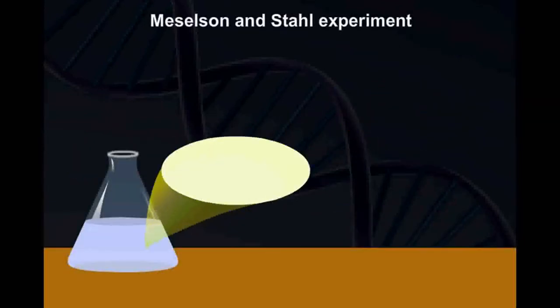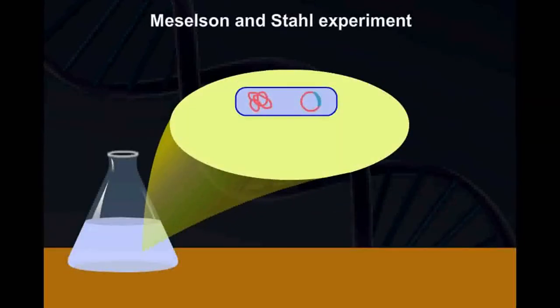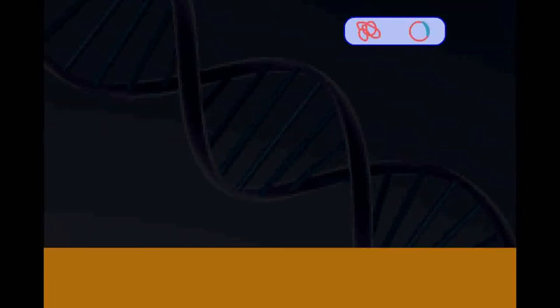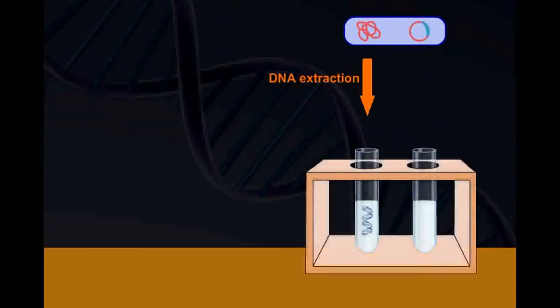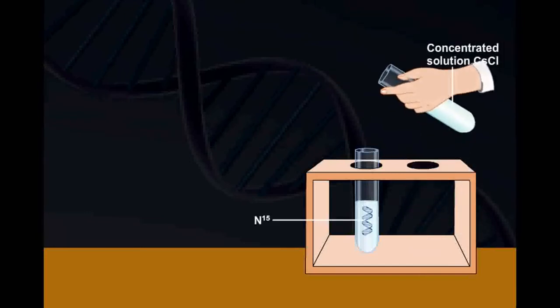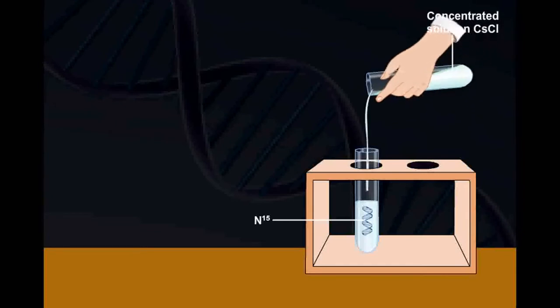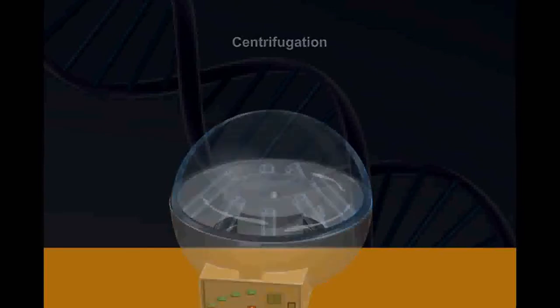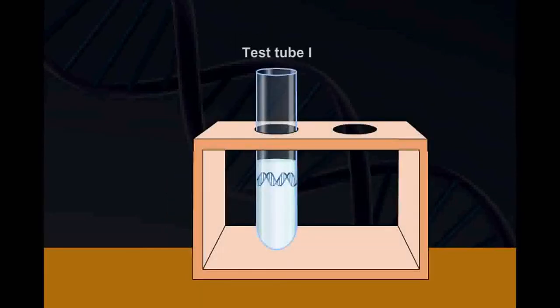They grew E. coli cells for several generations on a medium containing heavy isotope of nitrogen, that is N15. Then they isolated the first bacterial sample and extracted the DNA, assuming that all the DNA was labeled with N15. A concentrated solution of cesium chloride was then added to this sample and was centrifuged at a high speed. This test tube was labeled as 1.